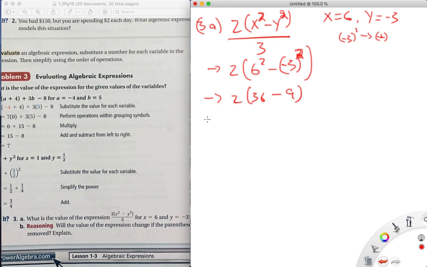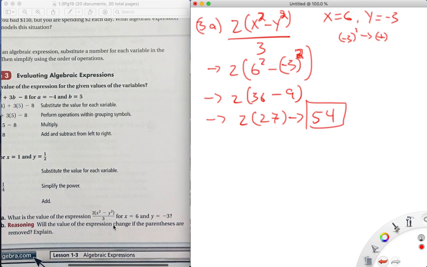Then PEMDAS says I do parentheses next. 36 minus 9 is 27, and then 27 times 2 is 54. Alright, so I wrote my expression. I substituted 6 and 3 for its corresponding variables. 6 squared is 36, negative 3 squared is 9. Remember that that minus and that negative 3 have nothing to do with each other, so it's still a subtraction inside of the parentheses. 36 minus 9, which gives me 27, and 27 times 2 is 54.